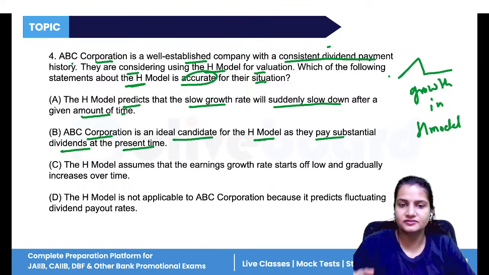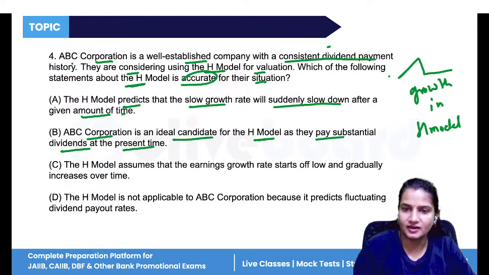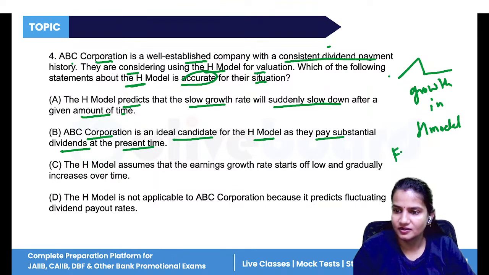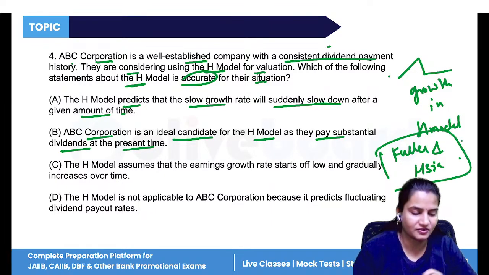So the dividend payout and the cost of equity remain constant throughout the years in our H model. And this model is developed by whom? Two people have given this model, that is Fuller and Sia.